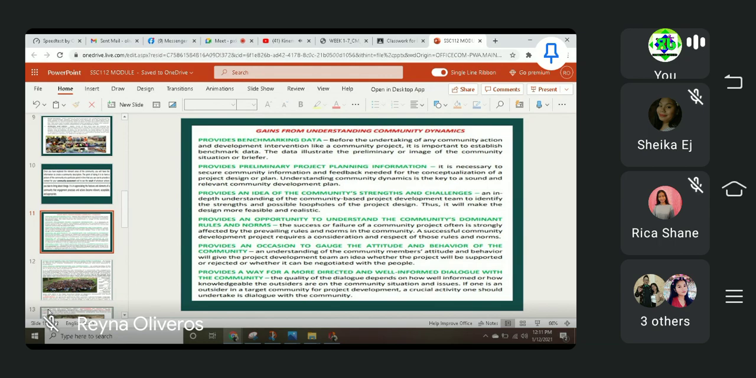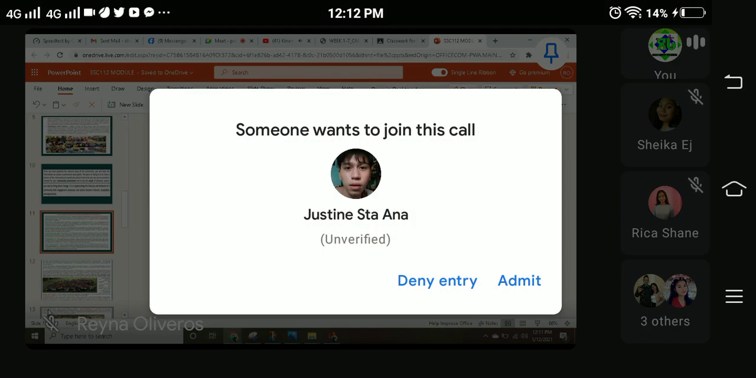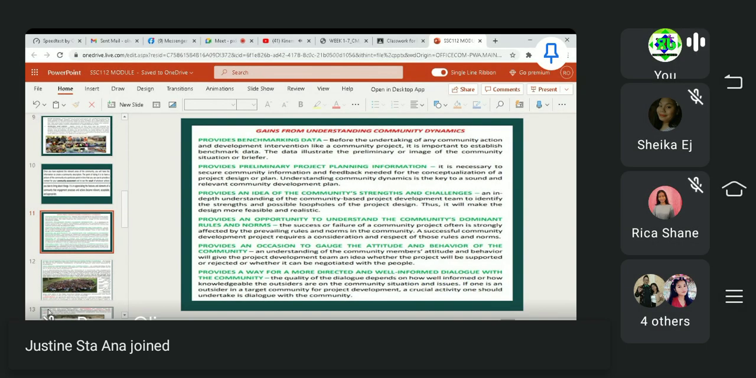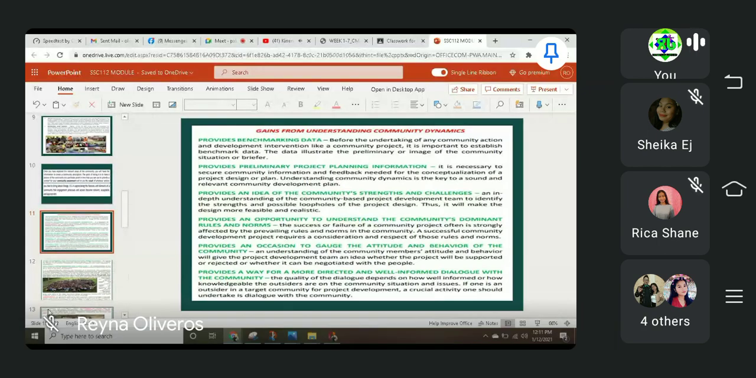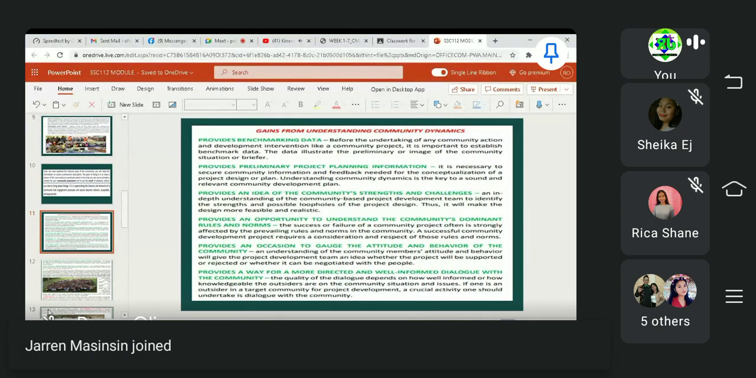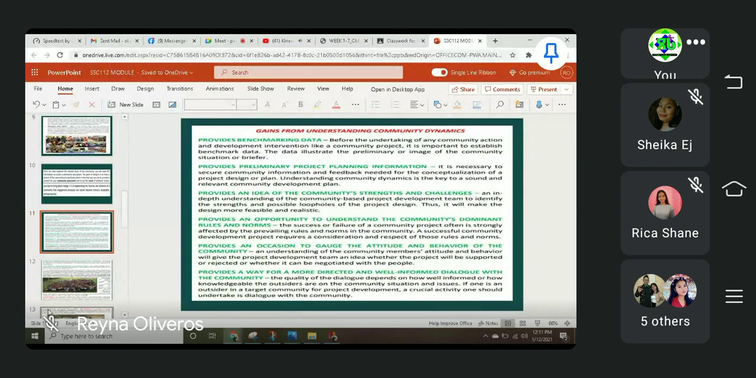from our observation and from our experience, talagang dapat bago pala talaga mag-conduct ng community service sa isang area, kailangan alamin mo muna yung iba't ibang aspeto na meron ito. Okay? Then, let us go back with the gains from understanding community dynamics. Yung nasa huli, it provides a way, 'di ba, for a more directed and well-informed dialogue with the community.